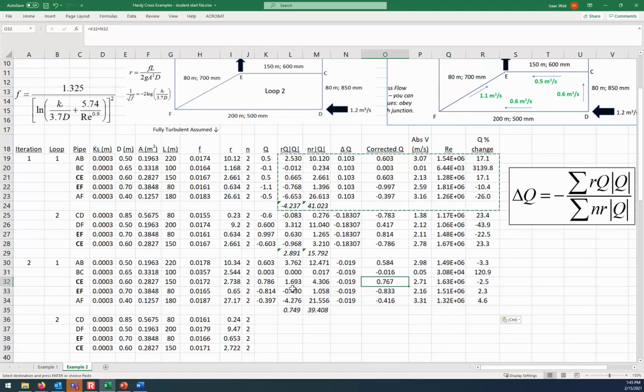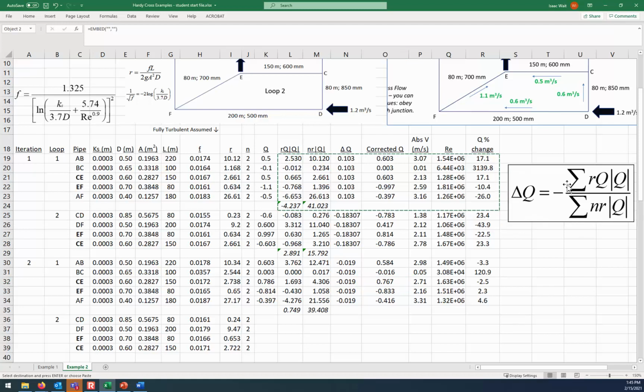Okay, so what it's done is it's calculated our correction factor. It's pretty small. It's getting smaller, which means we're getting close to convergence. This first time we changed the flow rate by 0.1. This time we changed the flow rate by 0.01. So the percent value changes are getting smaller. That's a good sign.